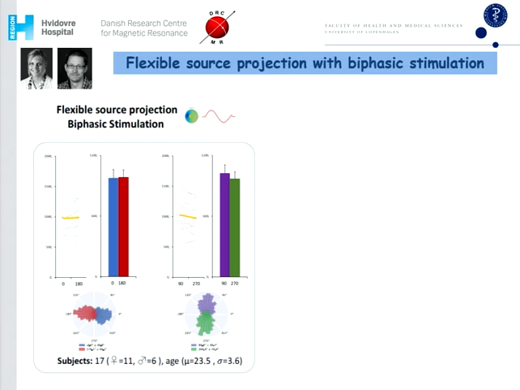Overall, we did three experiments, and they all gave different results, so I have to go through them one by one. The first one is where we used a flexible source projection, which accepted not only radial but also tangential dipoles, which are also picked up by the Yeung montage, and we used a biphasic stimulation like the Tübingen group.